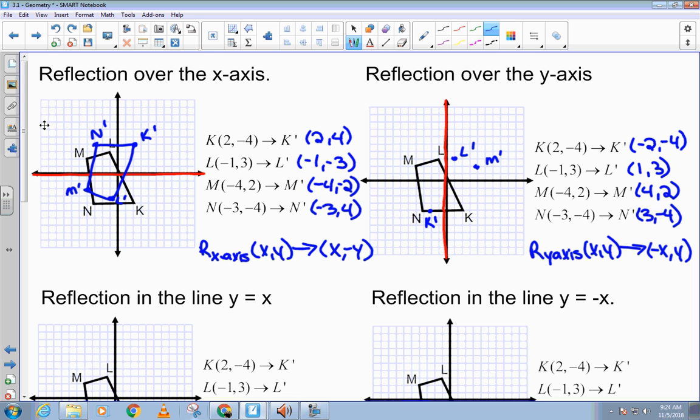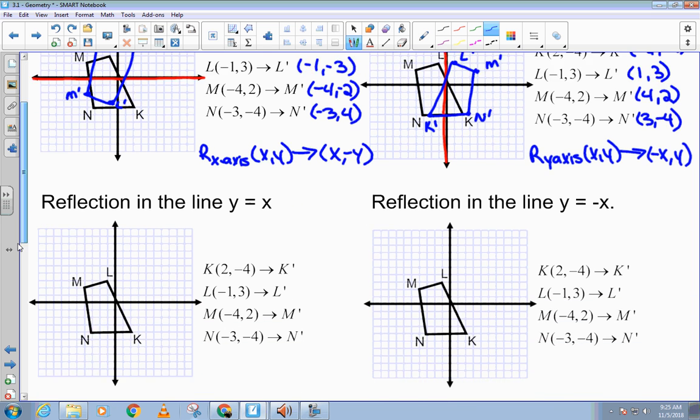Okay, so let's test it. We're 1, 2, 3 to the left, 1, 2, 3 to the right. There's N prime. Perfect. Okay, so that rule works. And then you graph it, and you reflect it over the y-axis. So if you reflect over the x-axis, your y changes signs. If you reflect over the y-axis, your x changes signs. So that's the rule. You can graph it, use the rule. Sometimes you've got to do one way, sometimes you need to do it another way.